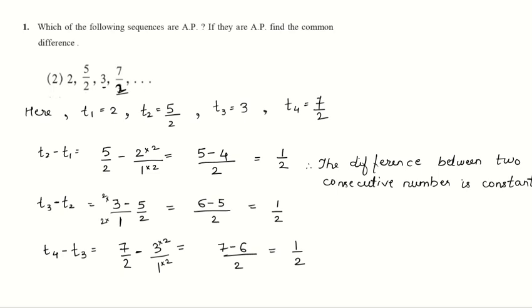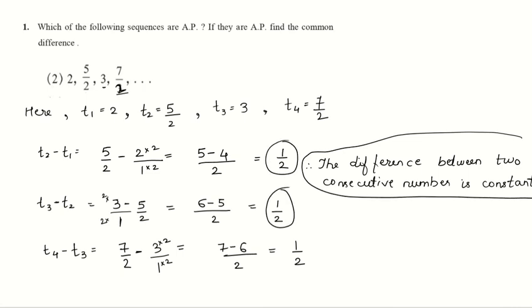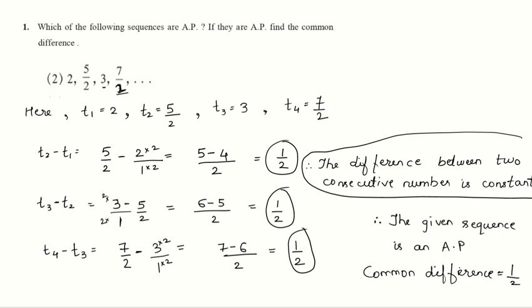So if you look at this, the difference between two consecutive numbers is constant, which is 1 upon 2. This is constant for all the terms. Therefore, the given sequence is an AP, and the common difference between them is 1 upon 2. Let's move on to the third sequence.